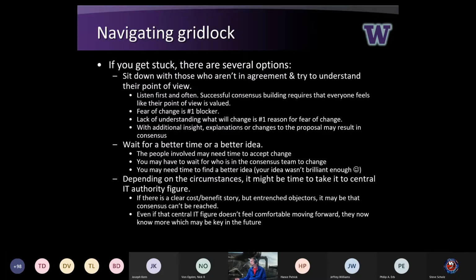Finally, depending on the circumstances, it might be time for you to take your idea to that central IT figure and present it, even if you haven't reached consensus. And that can lead to strategically important defeats, where that central IT authority figure actually understands what the factors are and what they should watch for in the future.